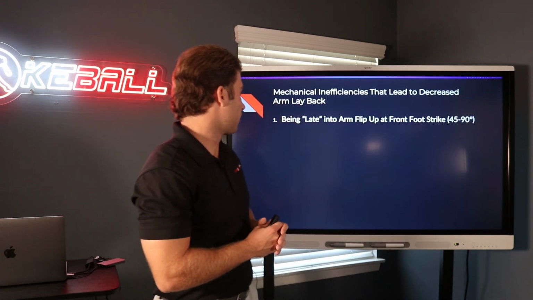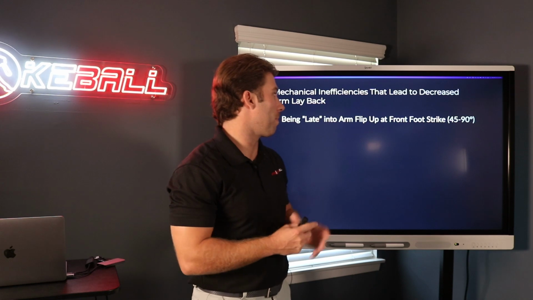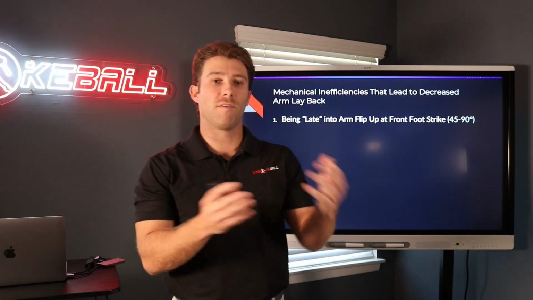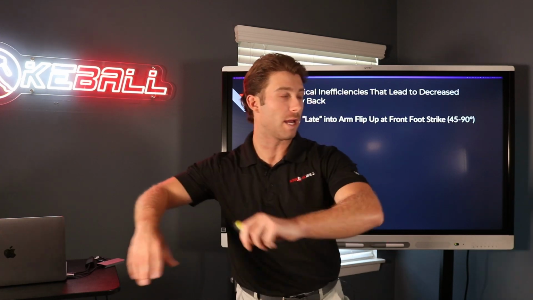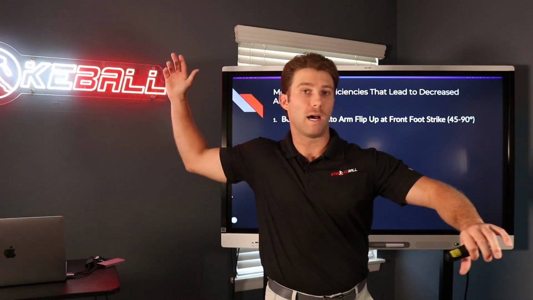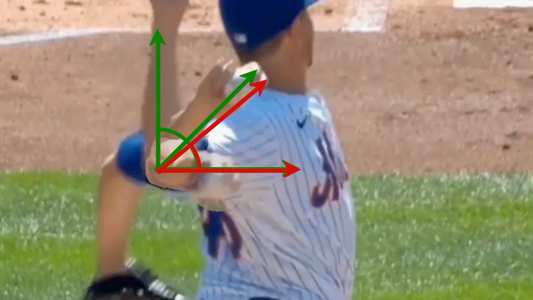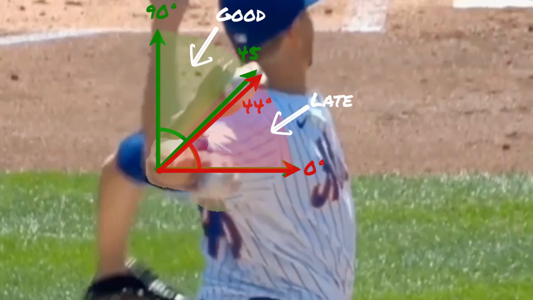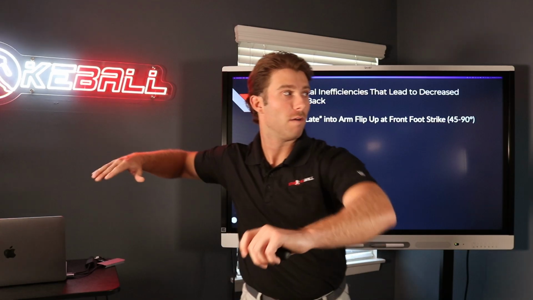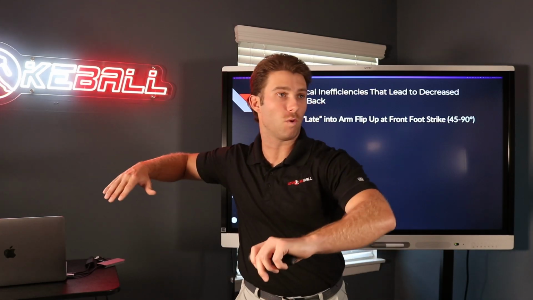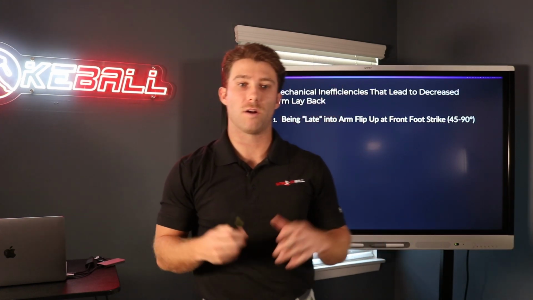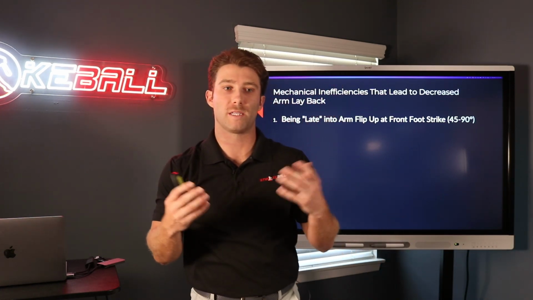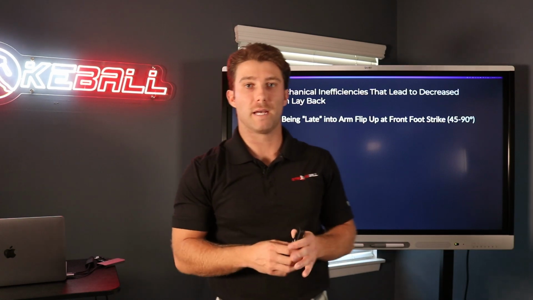So first things first is being late into arm flip up at front foot strike. I covered this in another video, but ultimately when the player gets into front foot strike, we want the arm to be flipped up between a 45 to 90 degree range. For players that are below that 45 degree range, it becomes really difficult, as they're beginning to rotate into arm acceleration, for them to slam back all the way into that 160 to 190 degree range. And notice I said slam, because that's ultimately what it is.